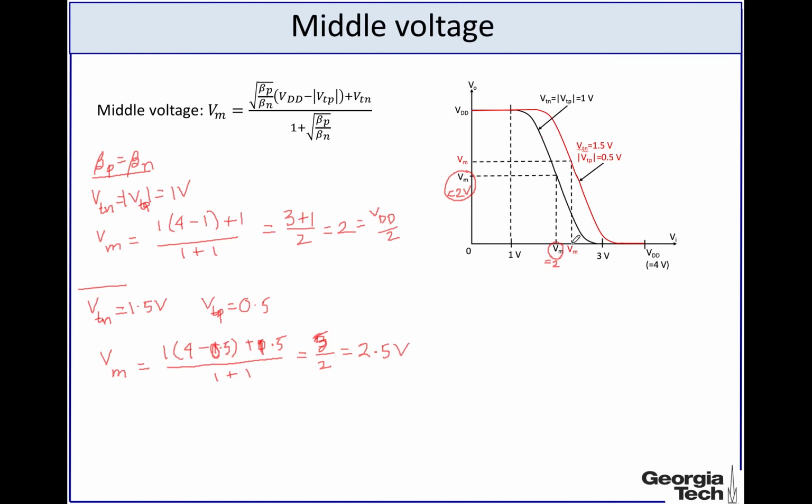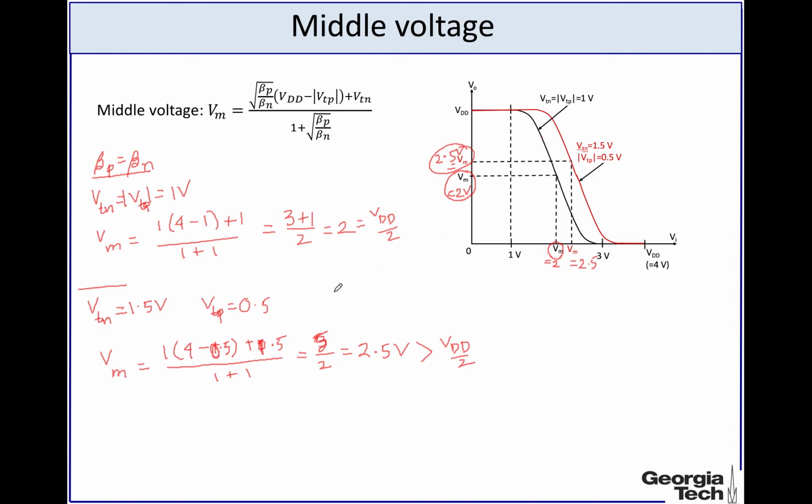And this essentially means that your Vm will actually be larger than VDD over 2. And again, this is the case that we have seen here. So your Vm is here 2.5 volts, and for an input of 2.5 volts, the output will be 2.5 volts. This is this point over here.